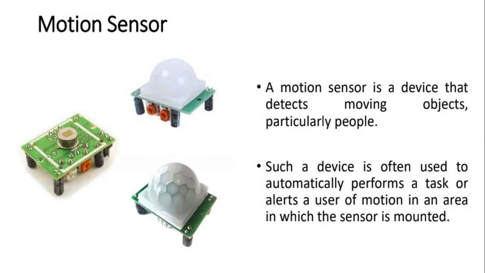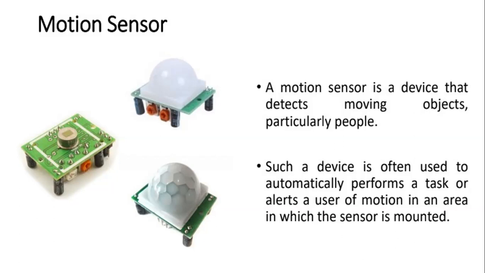We have a motion sensor. It is also called a PIR sensor, passive infrared sensor. The motion sensor is a device that detects moving objects, particularly people. Now, we know about the IR sensor and the PIR sensor. The IR sensor is an infrared sensor, and the PIR sensor is a passive infrared sensor. Such a device is often used to automatically perform a task or alert a user of motion in an area in which the sensor is mounted.